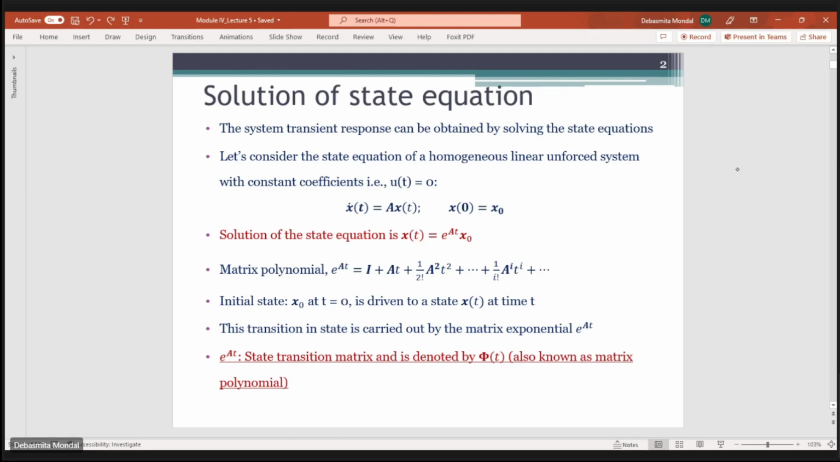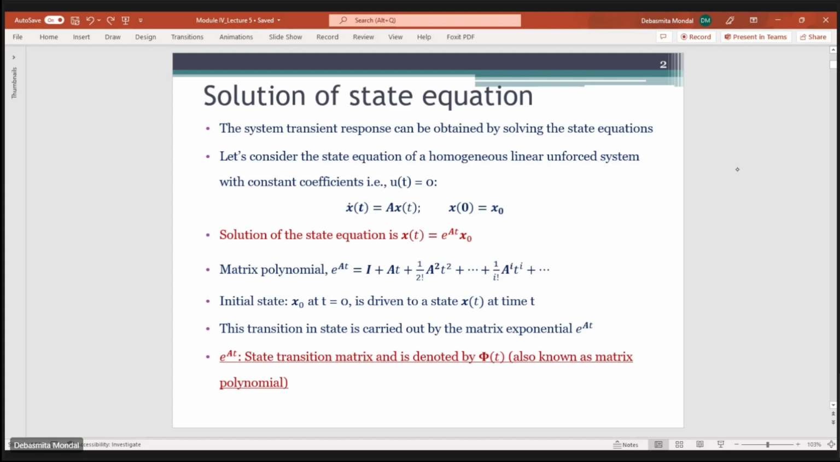So if you have a system whose representation is in this form, this is a system where there is no input present, which means it's an unforced system. For that kind of system, we had already derived the solution. The solution looked like x t equals e to the power At multiplied by x0, where A is the system matrix, x is the state variables that you have considered, and x0 is obviously the initial condition or the initial state of the system.